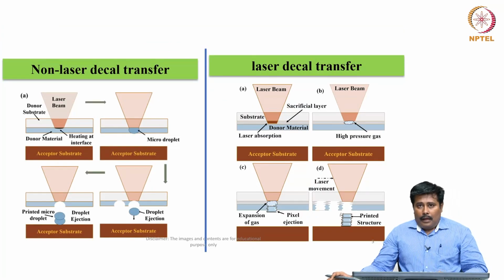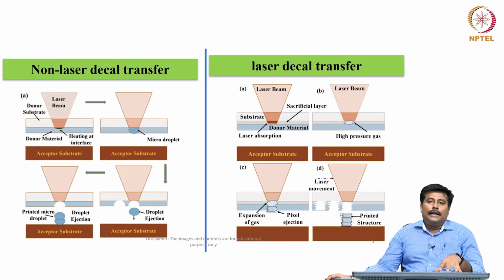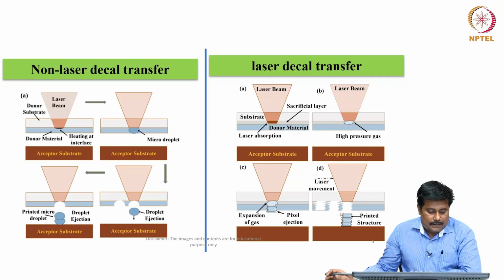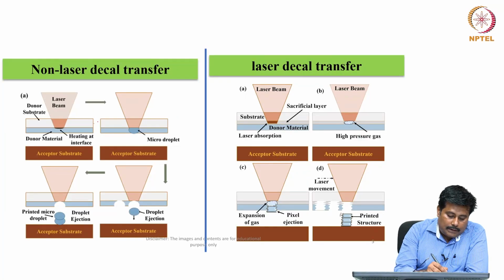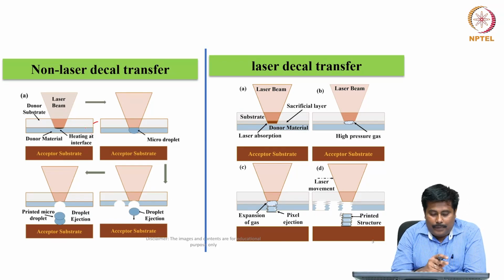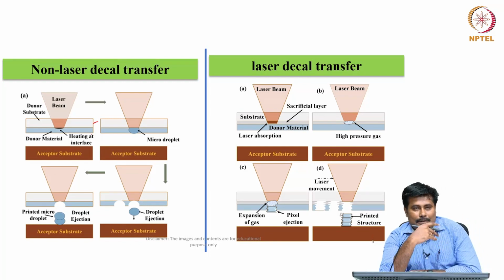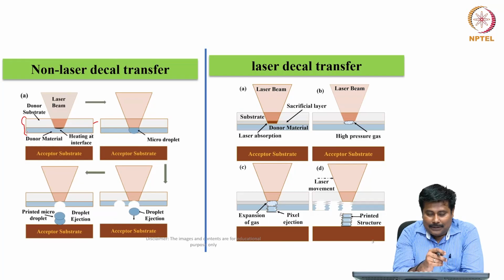Now, let us see the overall principle of non-laser decal transfer and laser decal transfer. As far as non-laser decal transfer is concerned, let me just introduce you to the components. This is called the donor substrate and the donor material. The donor material is nothing but the material which we are planning to print, and the acceptor substrate is the substrate on which we are planning to print the structures. Now, this is a kind of thin film which is going to act as a feedstock.